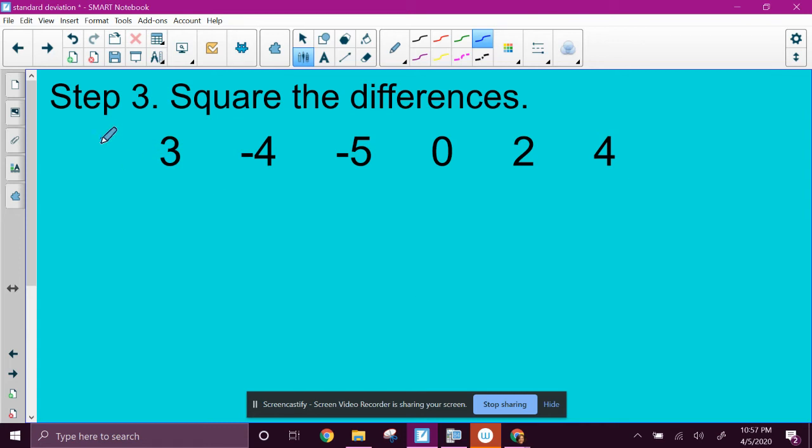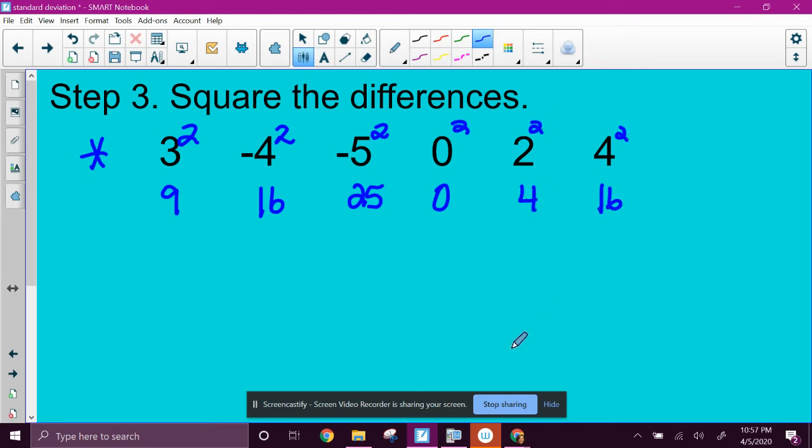Okay, so here's our data set that we just got, and we are going to square the differences. When you square a number, remember it's a number times itself, and it's going to become positive. So we're going to square that, and you're going to get 9. If you square that, you get positive 16. If you square that, you get 25. If you square that, you get 0. If you square that, you get 4. And if you square that, you get 16. Okay, so again, step 3, pretty easy too. Just take all of the differences that we found and square them. Just make sure that they're all positive numbers because anytime you square something, it's a positive value.